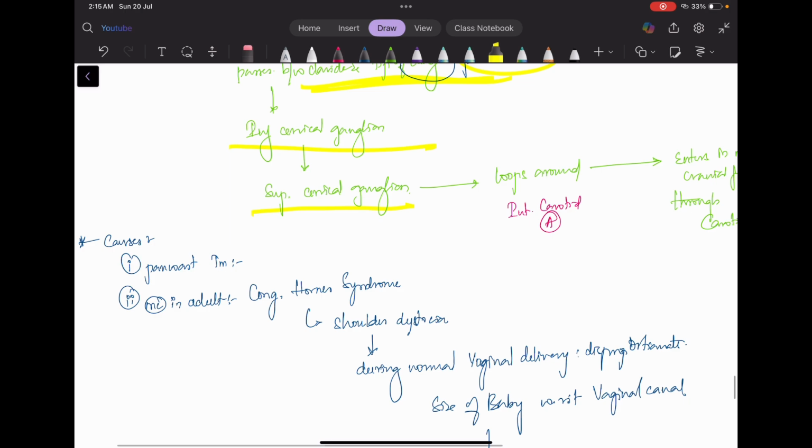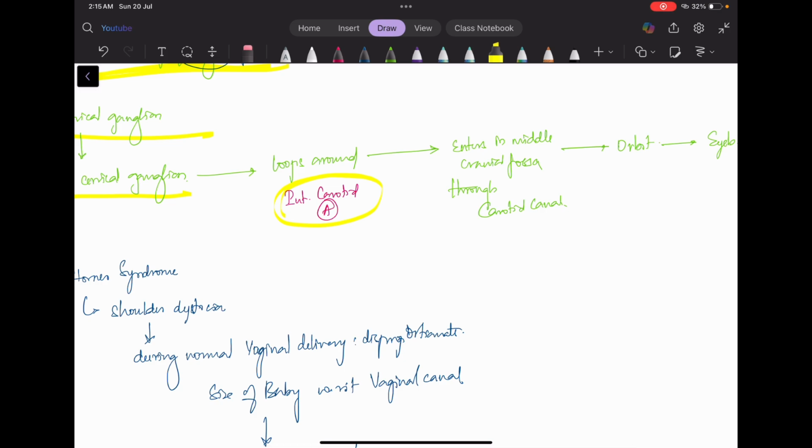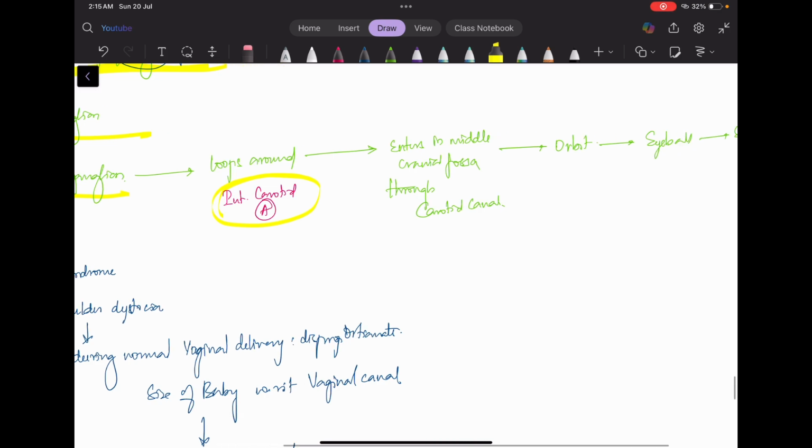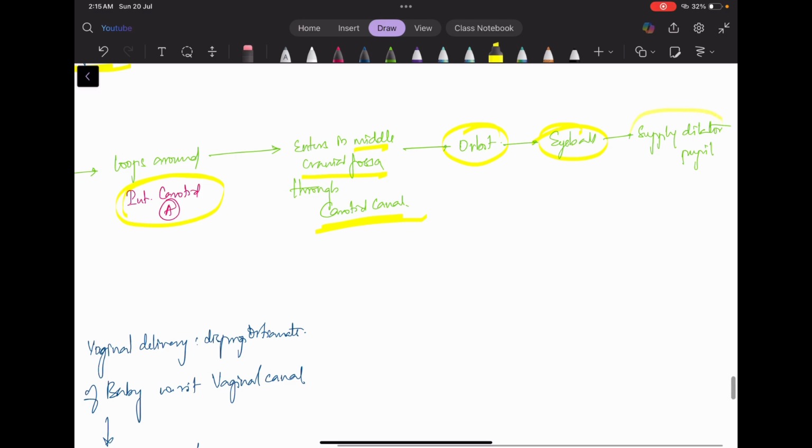Then if there is an inferior, then there is a superior, right? Superior cervical ganglion. Then important, it's a pair, internal carotid artery, it loops around, and then it reaches its destination, enters the middle cranial fossa through the carotid canal, then orbit, then eyeball, and finally it reaches its destination to supply the pupil.